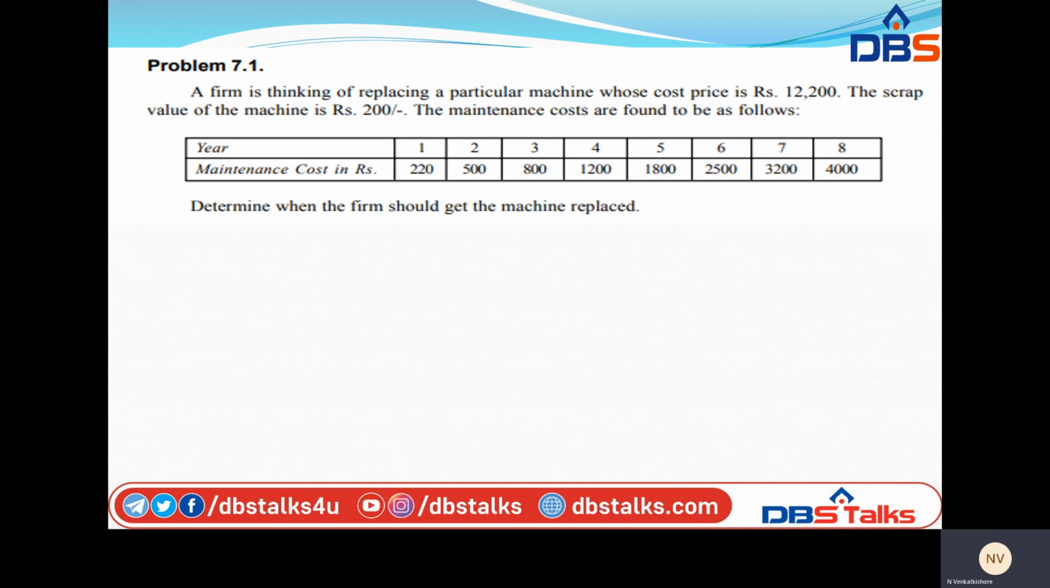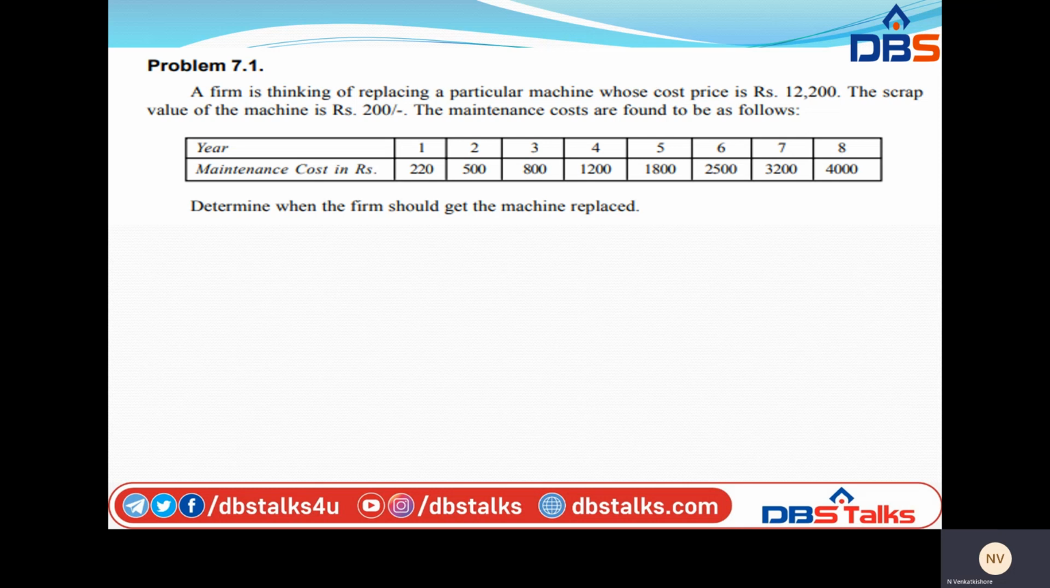So the maintenance costs are found to be as follows. What is the maintenance cost here? For example, you may assume 12,200 is for a new bike you have purchased. At the time of purchase the cost is 12,200, but when you resell it to another person, the value is only 200. And then the maintenance cost for the first year.